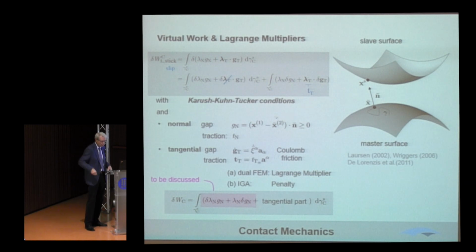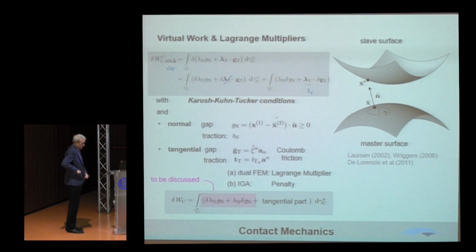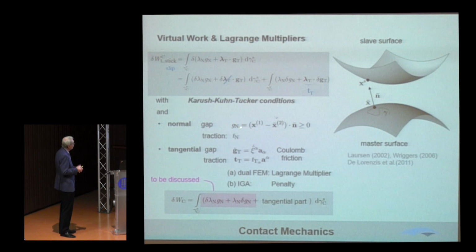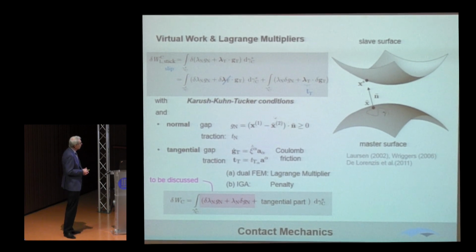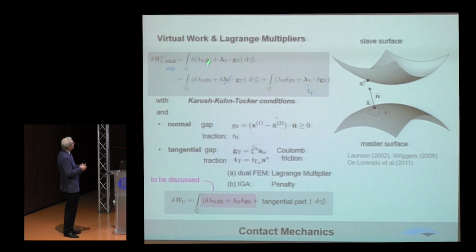I will concentrate here on the virtual work of the contact part in the normal and the tangential direction. And of course, now we have to satisfy the Karush-Kuhn-Tucker conditions and so on. We have the normal gap, we have the normal traction, same in the tangential area. We restrict ourselves to Coulomb friction. In the first part, which I'm not going to talk about, also Lagrange multipliers are used as seen here. And Martina Madsen, in the second part for the IGA, used the penalty. But I'm not concentrating on the Coulomb friction here. It's an important part, of course, so I neglect that for the time.